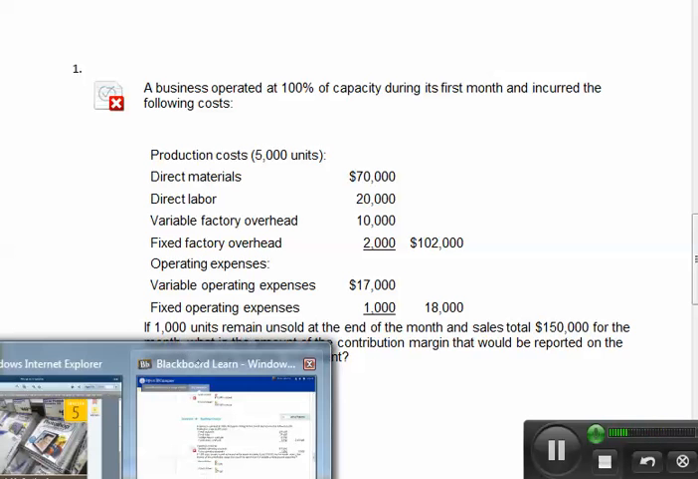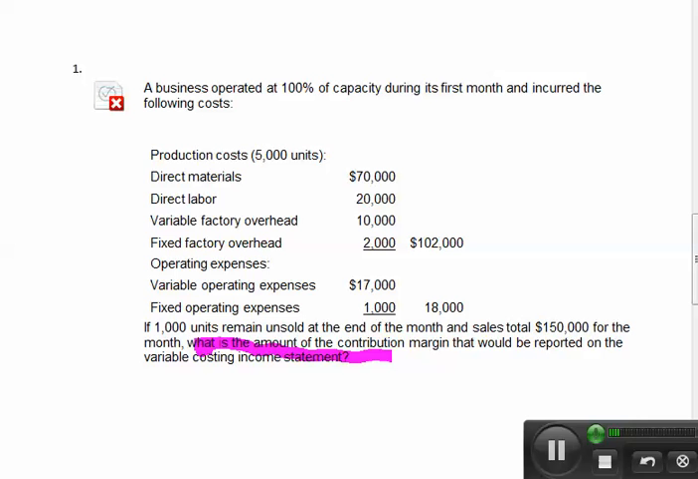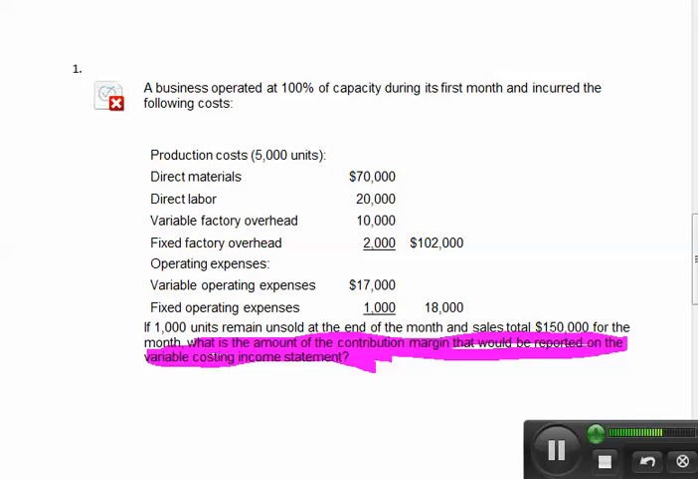First thing I'm going to do when working with a problem, I'm going to highlight what the question is so I can wrap my mind around it. And in this case it says, what is the amount of the contribution margin that would be reported on the variable costing income statement? The contribution margin is equal to my sales minus my variable costs.